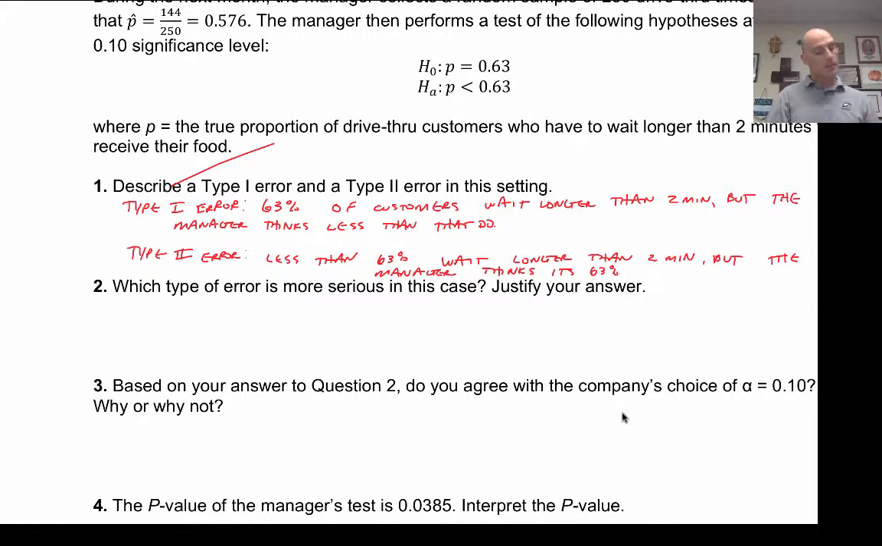So in this case, the type 1 would be more serious. Why? Because the manager is assuming that less than 63% of these people are waiting. So he's downplaying the severity of this. Does that make sense? So actually, the true proportion that's waiting is up here, but he's like, nah, we're good, as opposed to saying, man, this is how many, we have to get it down. Ours is up here, we got to get it down. Okay, so type 1, because the manager believes the extra employee reduces the proportion of customers who wait, but it does not.